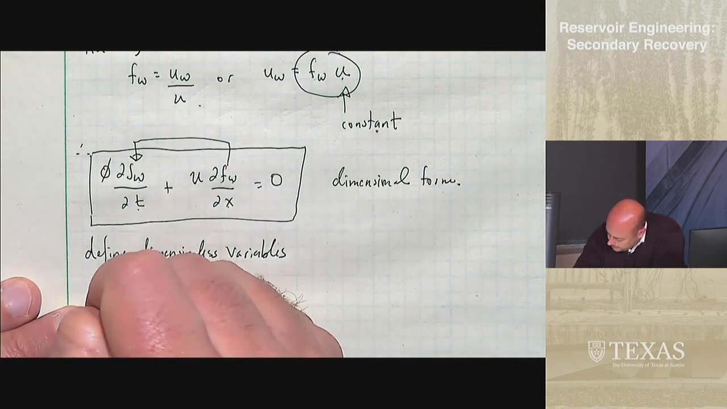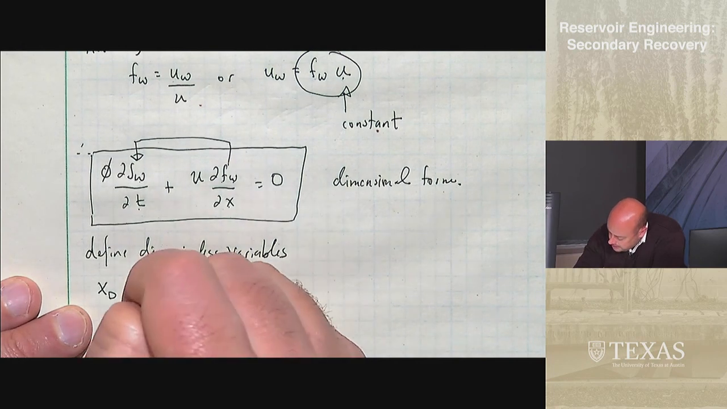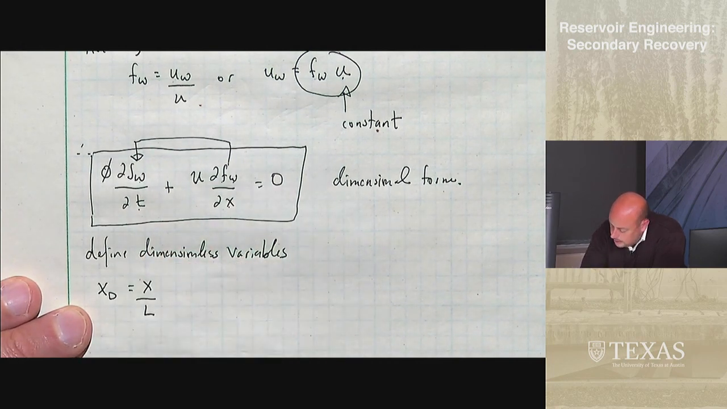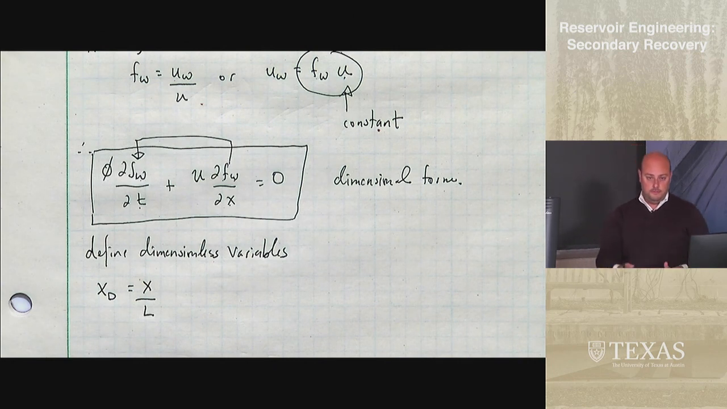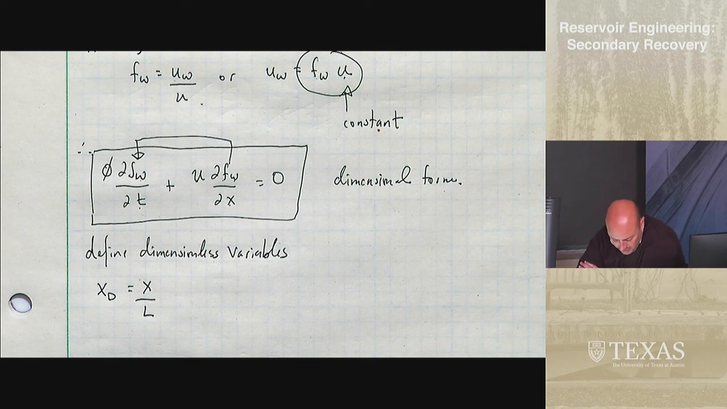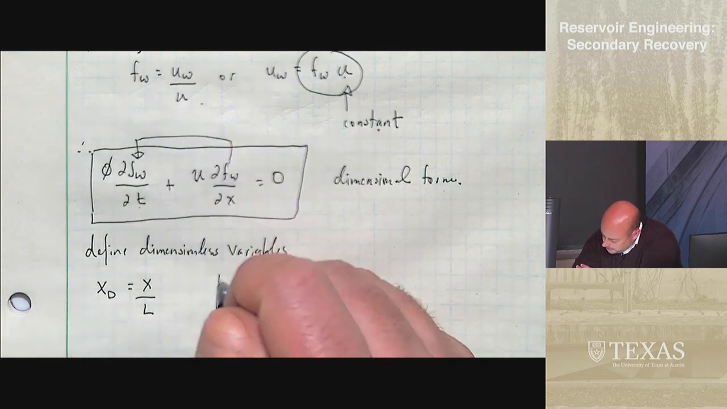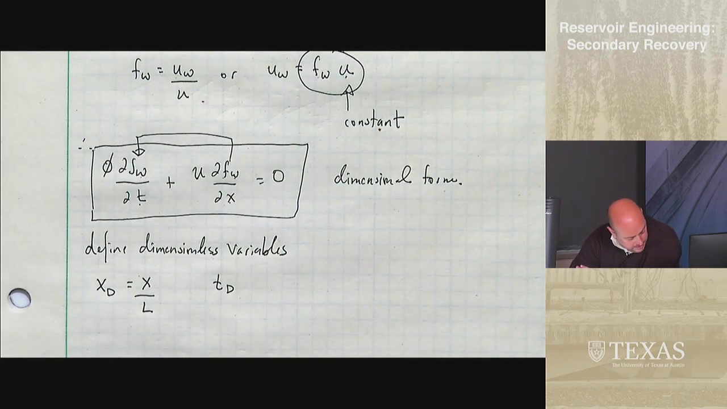So we're going to define a dimensionless distance, xd is equal to x over L, right? The position in the reservoir varies from 0 to L, and so if you divide x by L, that means xd is always between 0 and 1. xd will never be greater than 1, not in the reservoir anyway.